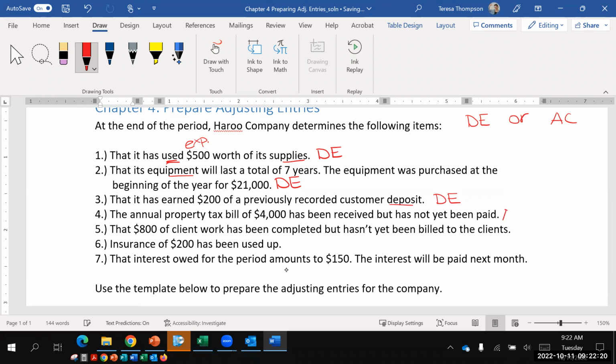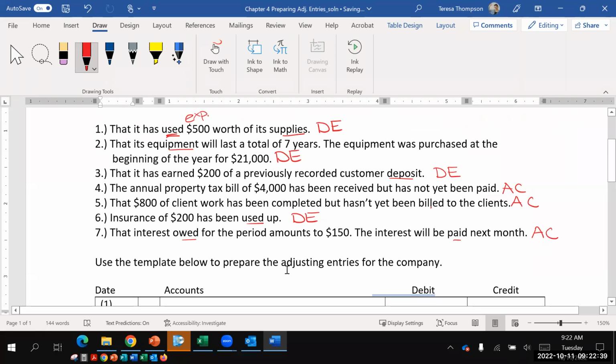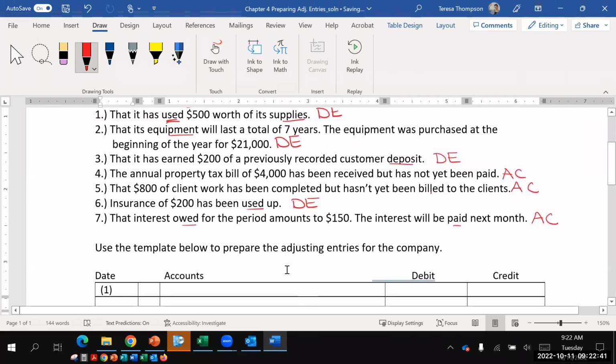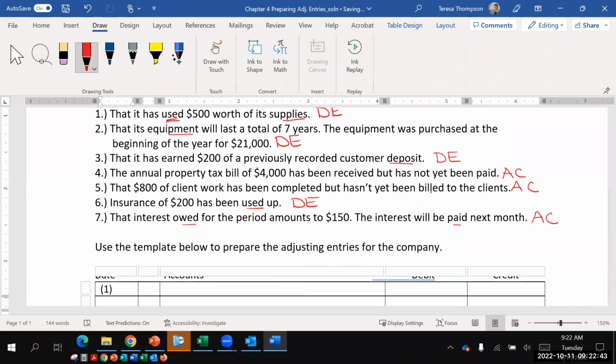Received but not paid, those are your buzzwords for accrual. Same thing here, not billed. Insurance has been used, deferral. Interest owed but not yet paid, accrual. Okay, just so we know what side of the spectrum we're on for our adjustments. All right, so let's go ahead and do our first one.